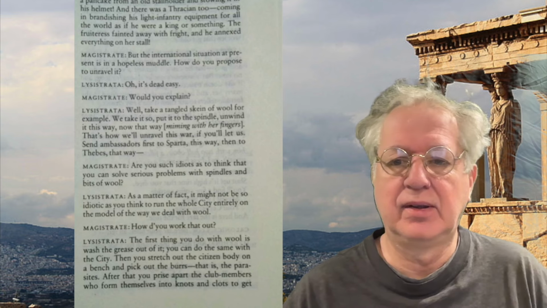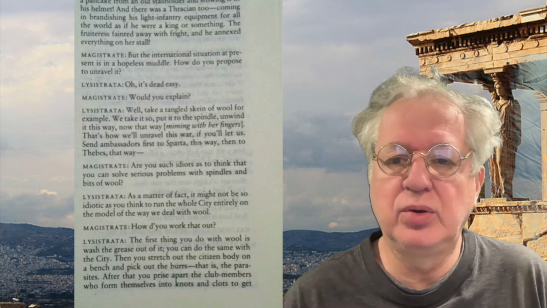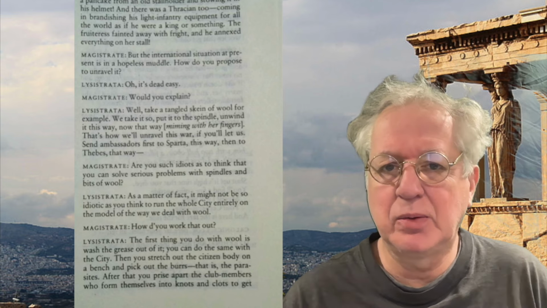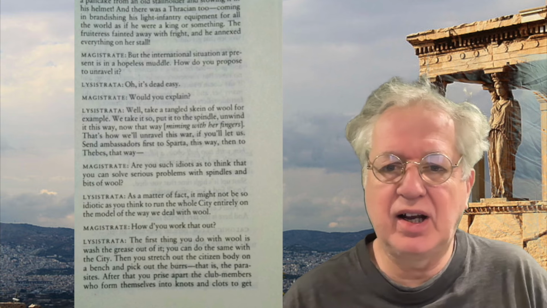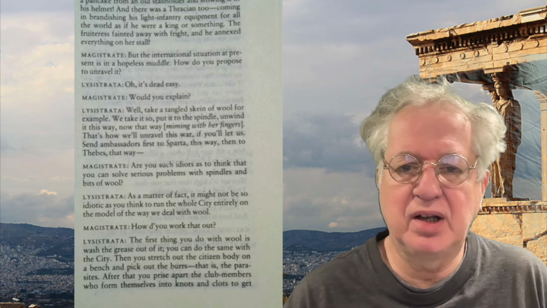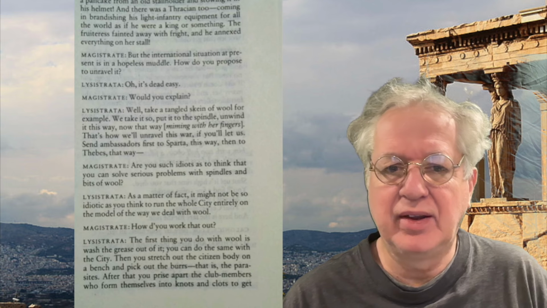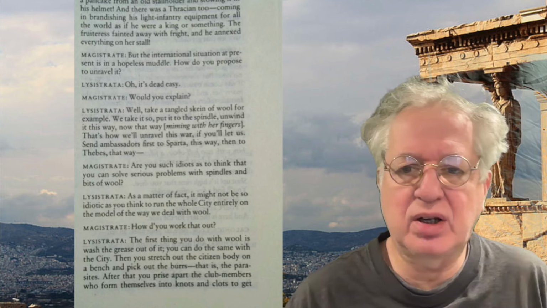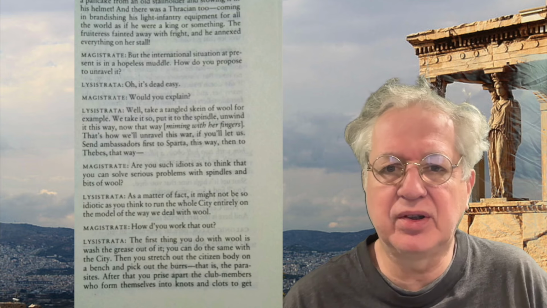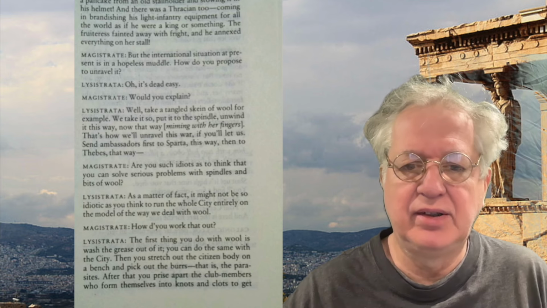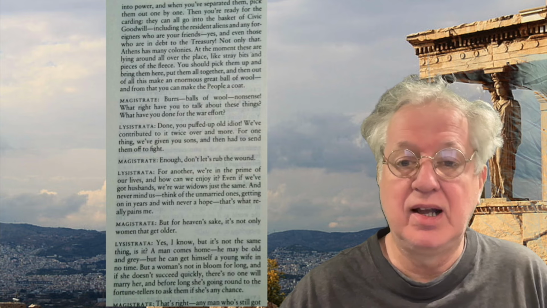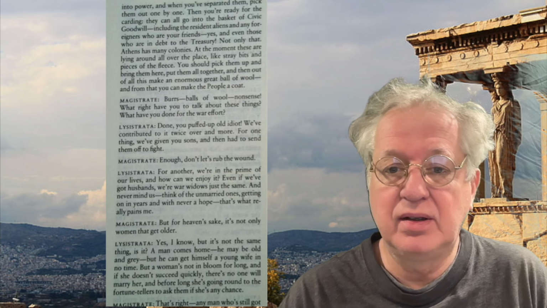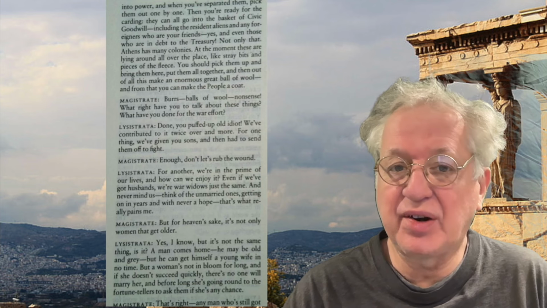And she says, the first thing you do with wool is wash the grease out of it. You can do the same with the city. Then you stretch out the citizen body on a bench and pick out the burrs, that is, the parasites. After that, you prize apart the club members who form themselves into knots and clots to get into power. And when you've separated them, pick them out one by one. Then you're ready for the carting.